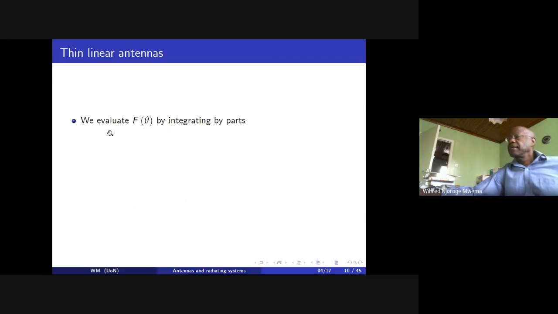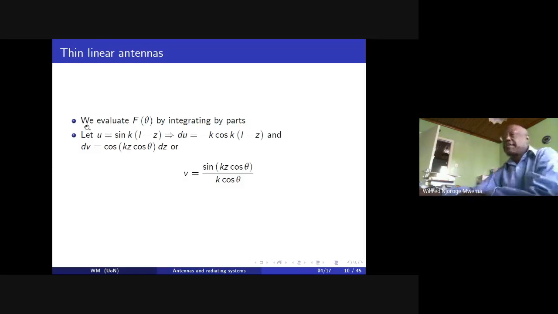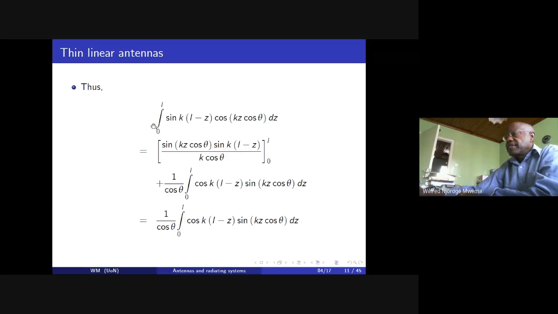So we evaluate the F of theta by integrating by parts. So the first thing we do is to let u be the sine of k(L minus z), and therefore we can get a value of du as the minus of k cos theta multiplied by (L minus z), and dv to be given by the cosine of kz cos theta dz, or we can get a value of v equal to sine of kz cos theta by k cos theta. And thus we'll integrate that from 0 to L.